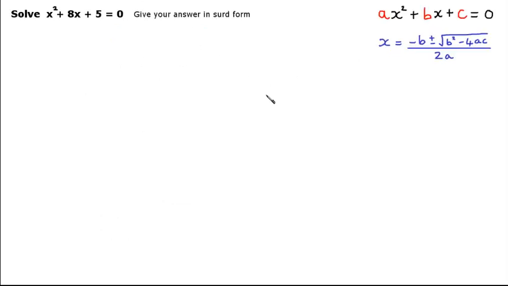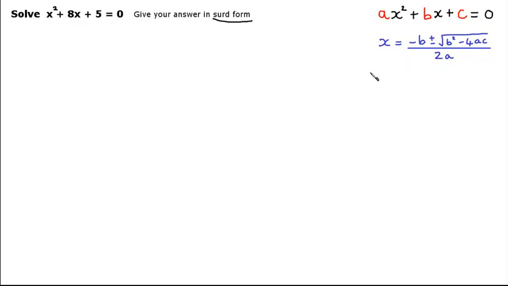Let's have a look at another example. This time we're trying to solve x squared plus 8x plus 5 equals 0, but we've been asked to give our answer in surd form. That means that we're not going to give a decimal answer, and so this question could be on a non-calculator exam. Okay, so we've got our general form, ax squared plus bx plus c, and we've got our formula written here.